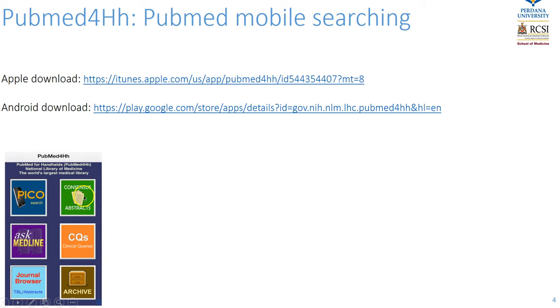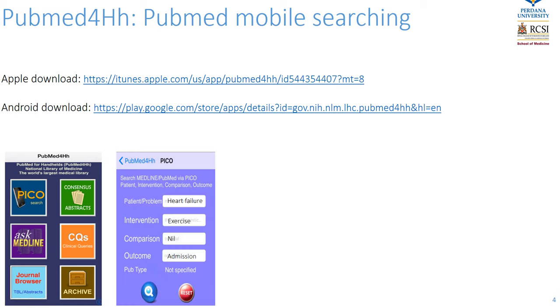It has a range of elements, constituent parts, consensus abstracts, clinical queries, various archives, but this is the bit I want to focus on. This is where you can do the PubMed searching on your mobile device. So when you click on this, first of all, this is what you get. You get a Pico structured template into which you put your key elements for searching for information.